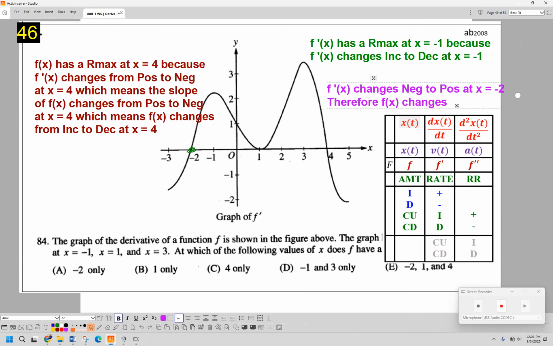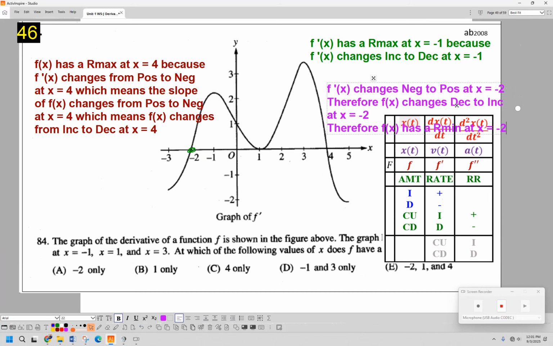So f of x changes from decrease to increase at x equal -2. Therefore, f of x has a relative min at x equal -2.